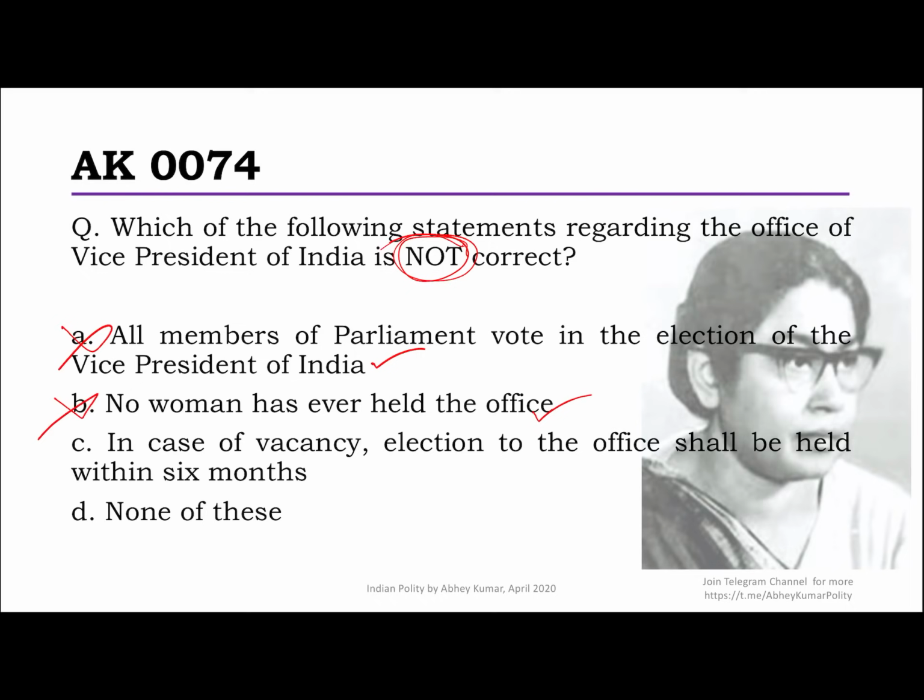In case of vacancy, election to the office shall be held within 6 months. This, I think, just in the previous video we have seen that Article 67 makes a provision that it's not necessary. So this is a wrong statement, and hence the correct option for this answer. So it's kind of a repetitive idea, at least, that is being tested. Should not have been difficult, but anyhow.